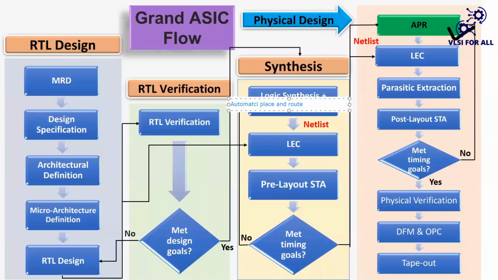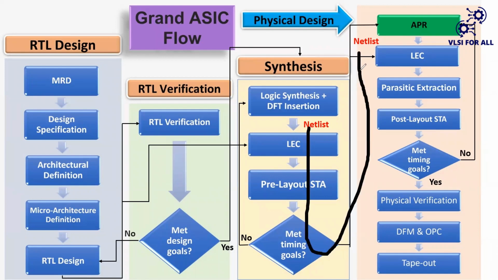Automatic place and route. Once you have the netlist at the APR stage, what are the inputs that we are giving here? For APR, we are giving a netlist that has passed through all these stages, along with the timing constraints. Is it only the netlist? It's not just the netlist. APR requires many inputs.